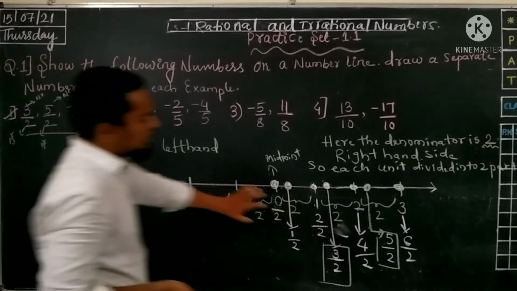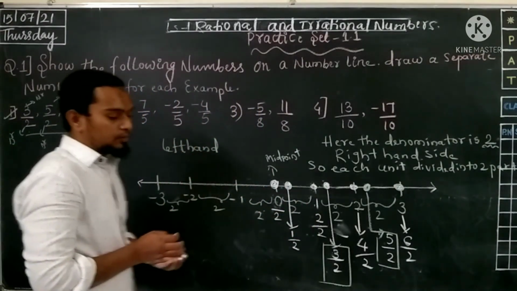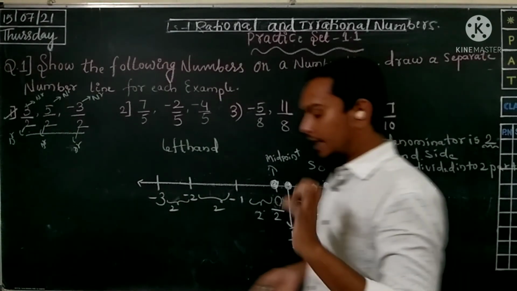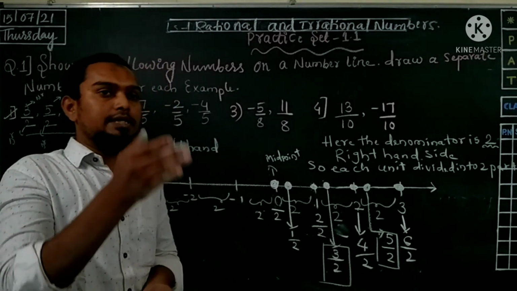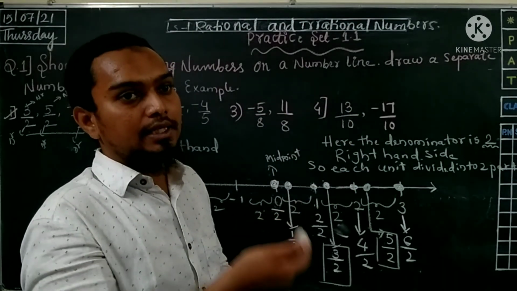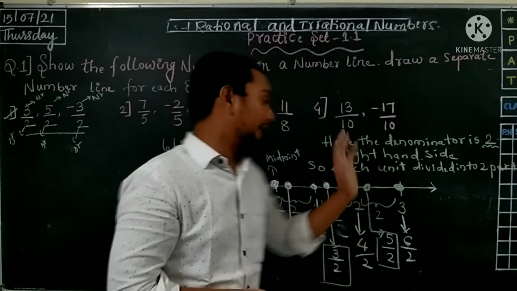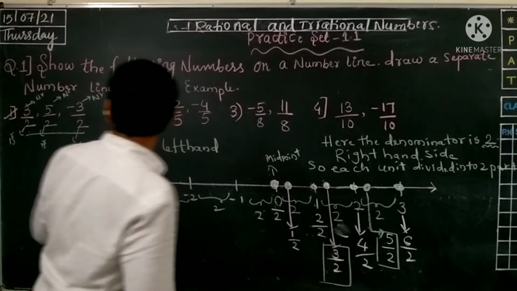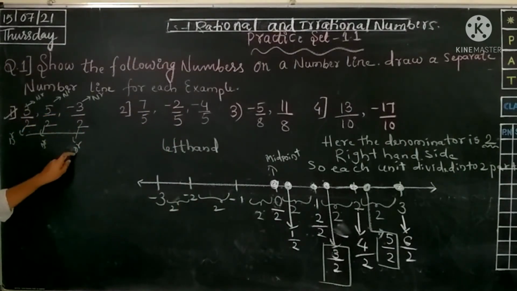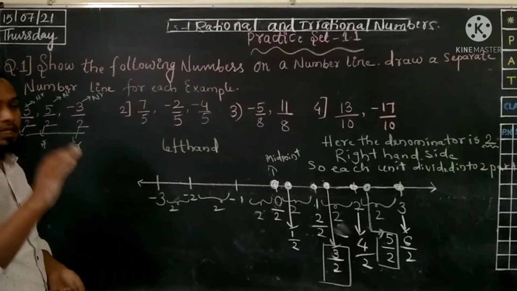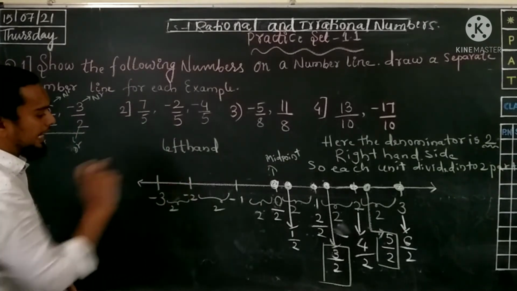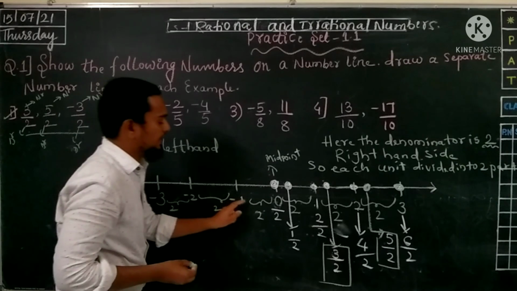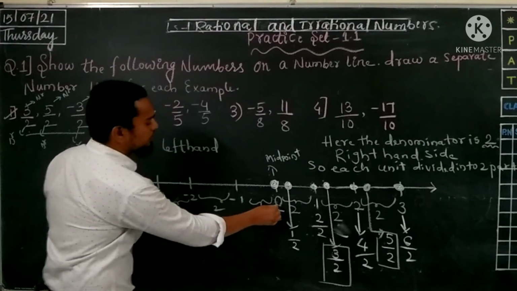Next, here on the left hand side, minus 3 upon 2 means a negative value. Negative value is always on the left hand side and less than 0. Okay. Next, minus 3 upon 2 shown on a number line. The difference between two numbers is 2 units.